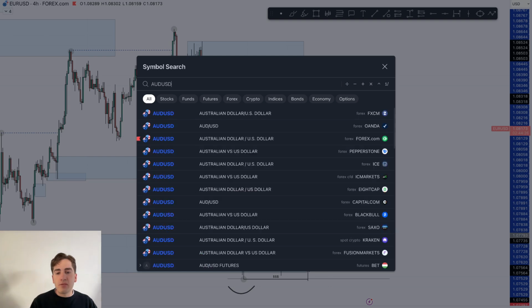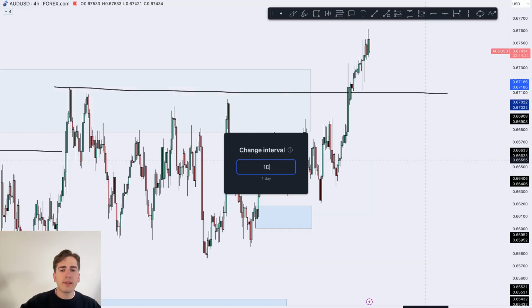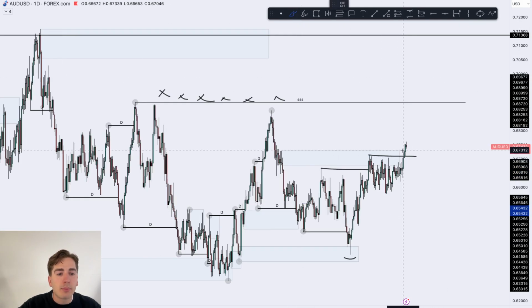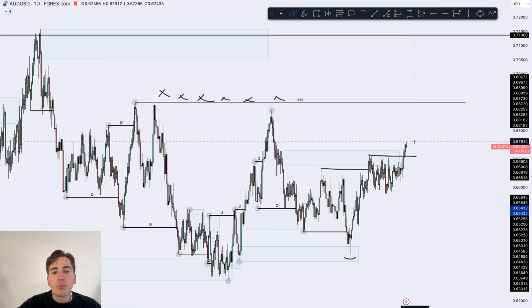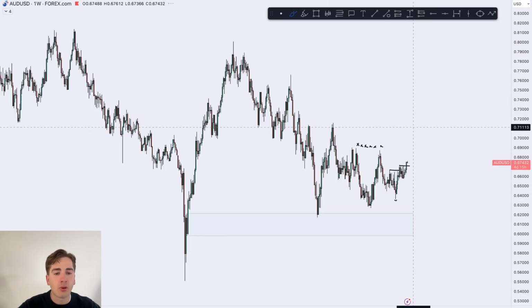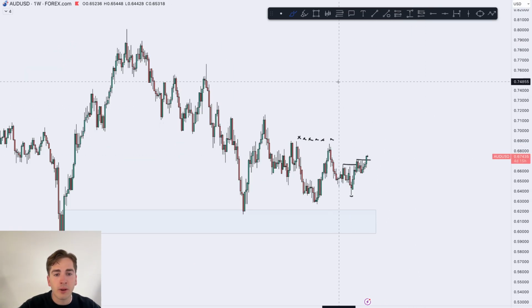Going to AUDUSD, if we just quickly first go into the daily, what has happened? Break of structure towards the upside. So what do we expect after break of structure? We expect a pullback, so potential for a pullback play coming in. However, keep in mind there's still a lot of liquidity open over here, so we do have potential for AUDUSD to continue moving up higher.